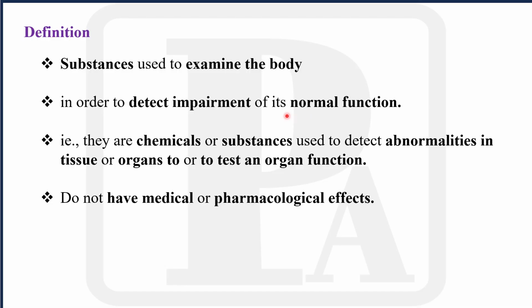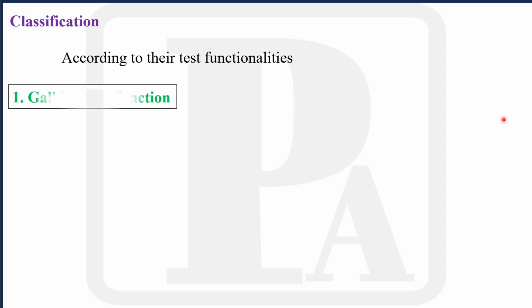That's why they are defined as the chemicals or substances which are used to detect abnormalities in tissues or organs or to test an organ function. So this is mainly used for diagnostic purpose and these do not have any pharmacological effect. These diagnostic agents are classified on the basis of the test functionalities into 12 types.